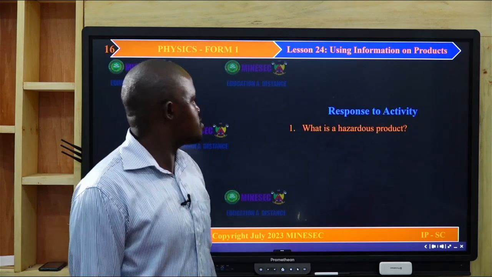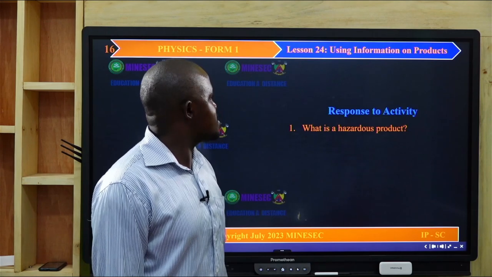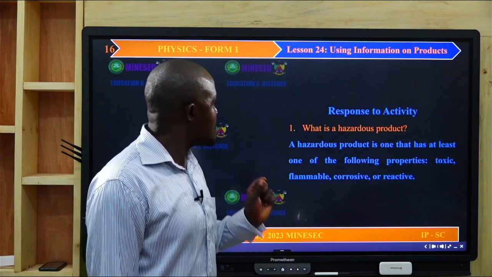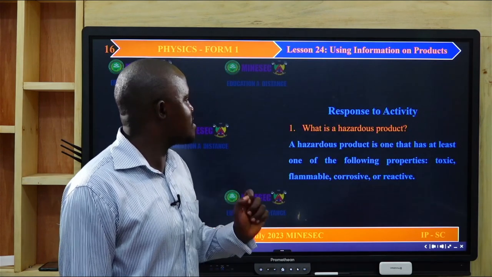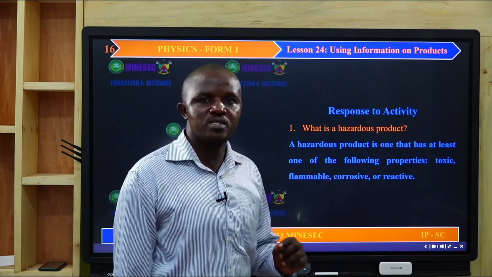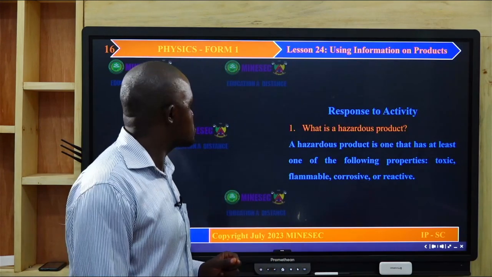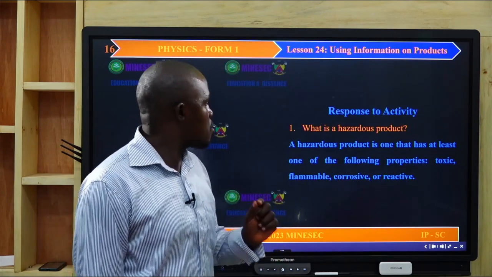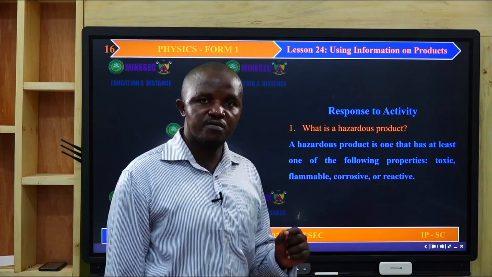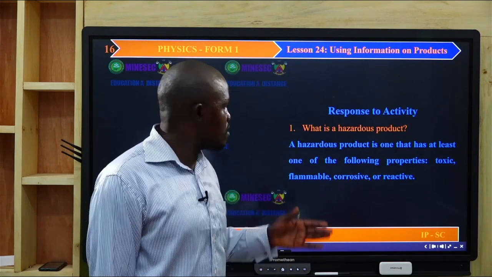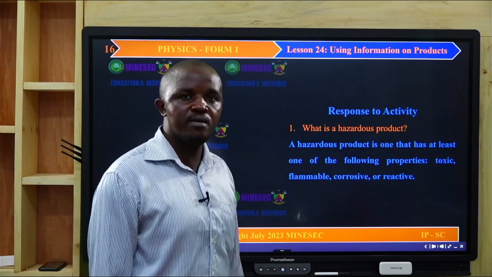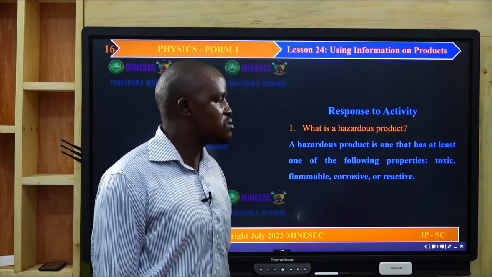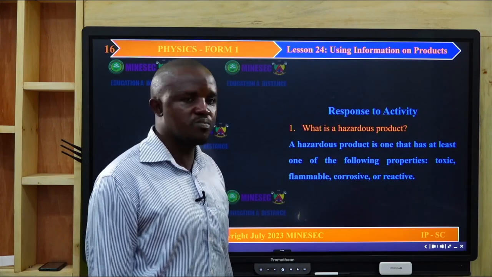So for responses to it, what is a hazardous product? A hazardous product is one that has at least one of the following properties. It is toxic, it is flammable, it is corrosive or reactive. If a product meets any of these criteria, it is considered to be a hazardous product.